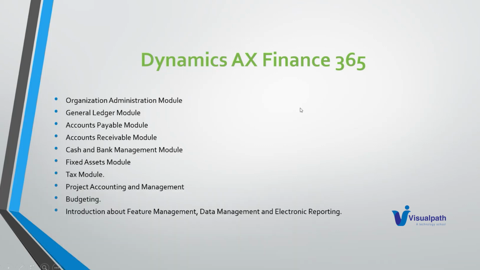So the list of modules I have given here: organization administration module, general ledger module, accounts payable module, accounts receivable module, cash and bank management module, fixed asset module, taxation module, project accounting module, budgeting module. There are some important real-time related topics: feature management, data management, electronic reporting, and I missed adding one more module called consolidation also. I'm going to discuss consolidation also. In each module you have some content, okay? Every content we are going to cover from these modules.